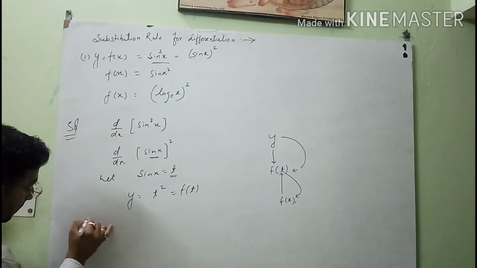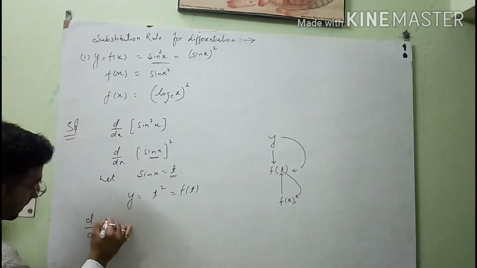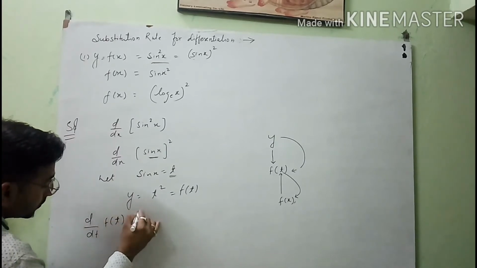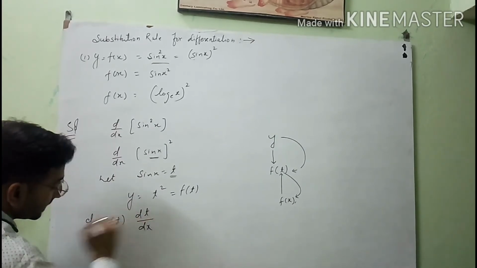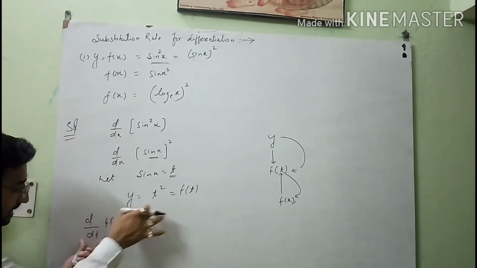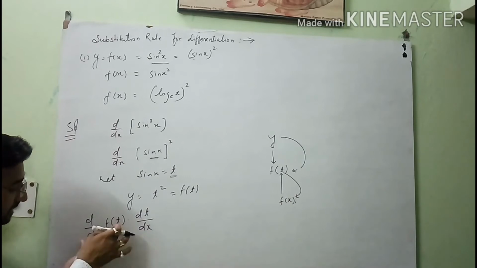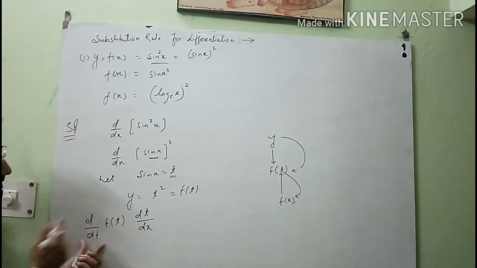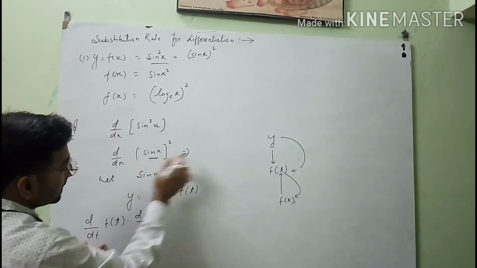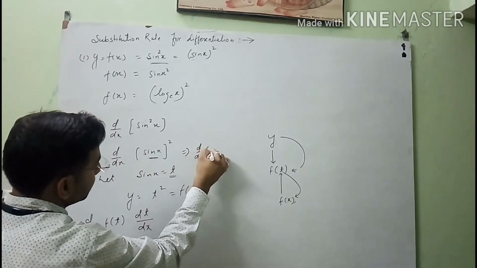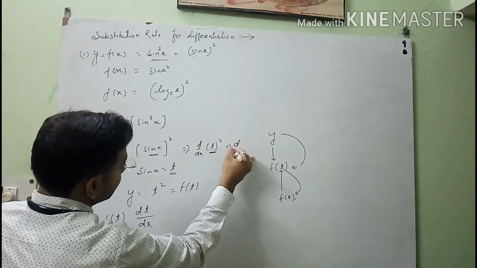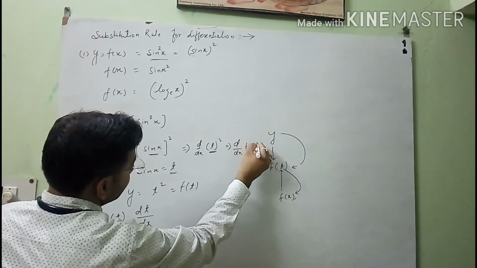Now see how: d/dt of f(t) into dt/dx. If you see here, dt cancels, so what is the result? d/dx of f(t). This is the requirement, because if I consider this is t, I will write d/dx of t square, and this t square is a function of t, so I will write it in the form of a function of t.